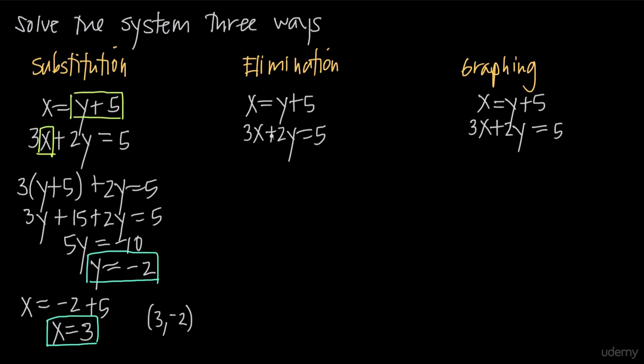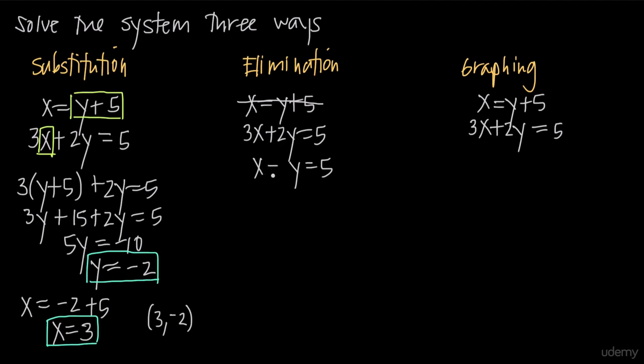We have the variables on one side, 3x and 2y, and we have the constant 5, the whole number, on the right. So we want to take this first equation and change it so that we have x and y on the left and the constant whole number on the right. So the way that we do that is by subtracting y from both sides, and what we'll end up with is x minus y is equal to 5. So we just changed this equation, so now it's in a different form, x minus y equals 5.